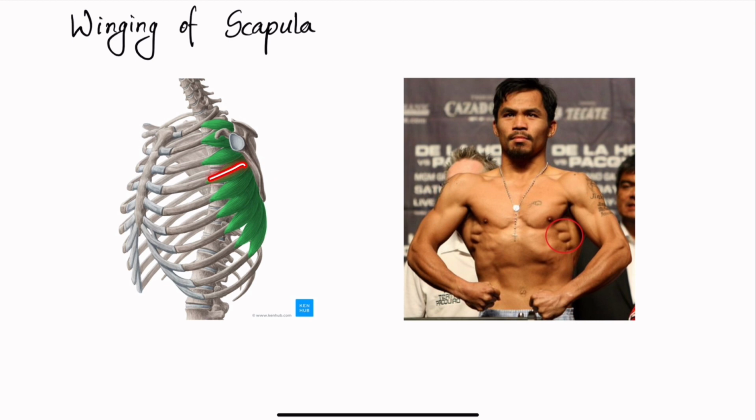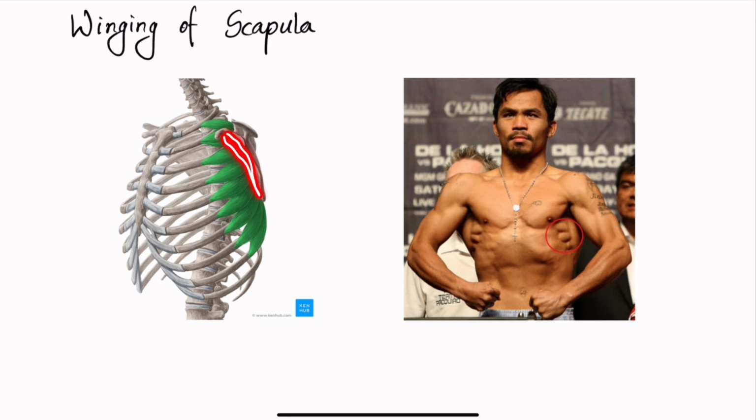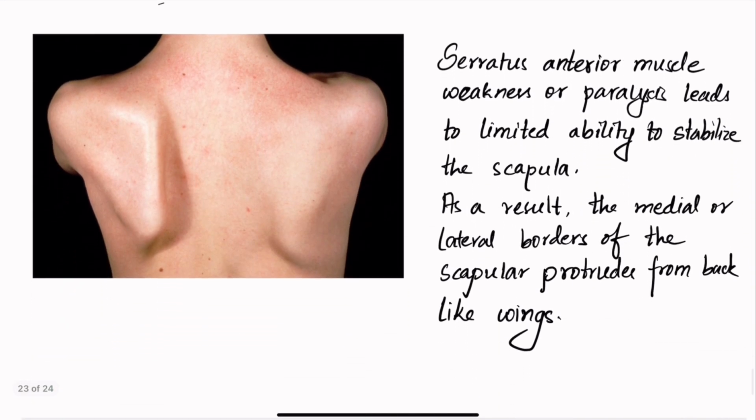The serratus anterior muscle is responsible for connecting the anterior surface of the scapula with the costal region or costal surface tightly. However, due to weakness or maybe due to paralysis of this muscle, the costal surface of the scapula is unable to fit tightly. This leads to winging of scapula, and it looks something like this.